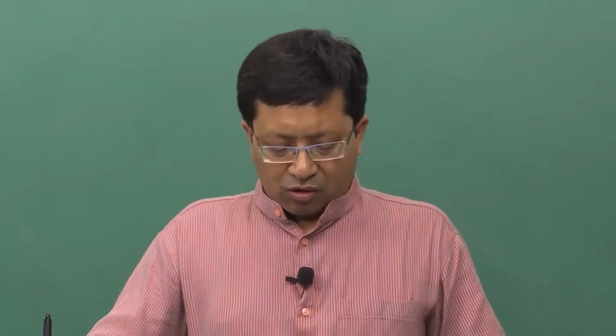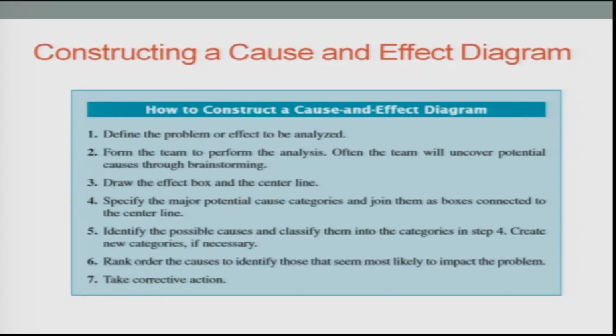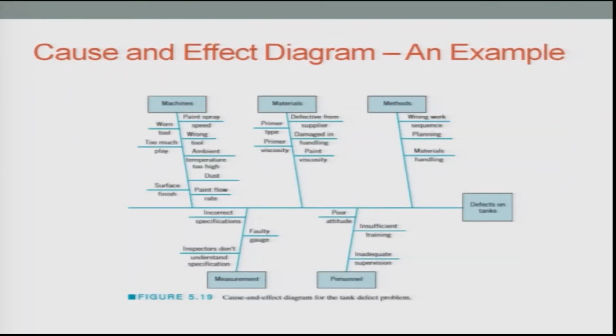Rank the causes to identify those that seem most likely to impact, and take corrective actions accordingly. If you see, this is the cause and effect diagram, the fish bone diagram, and an example is given. The defects on tanks are the main concern, which is the main central line. And if you consider the 5 M's, they have been marked accordingly. They can be the machines, the materials, the methods.